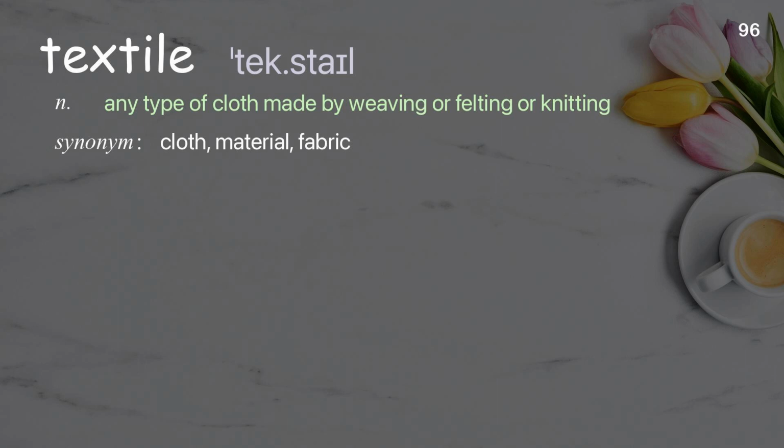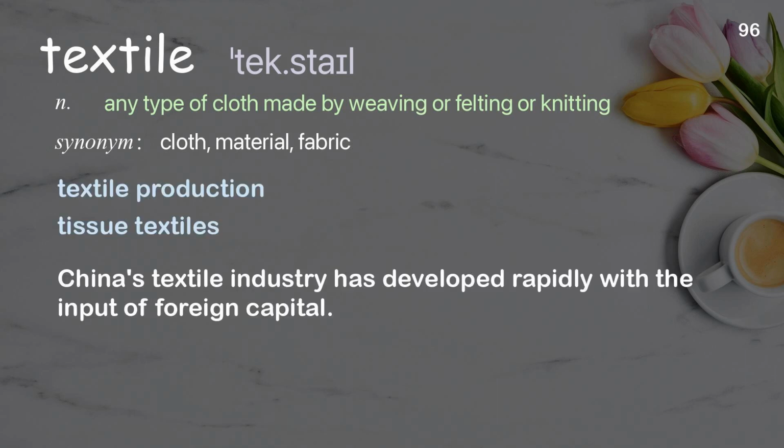Textile. Any type of cloth made by weaving or felting or knitting. Examples: Textile production. Tissue textiles. China's textile industry has developed rapidly with the input of foreign capital.